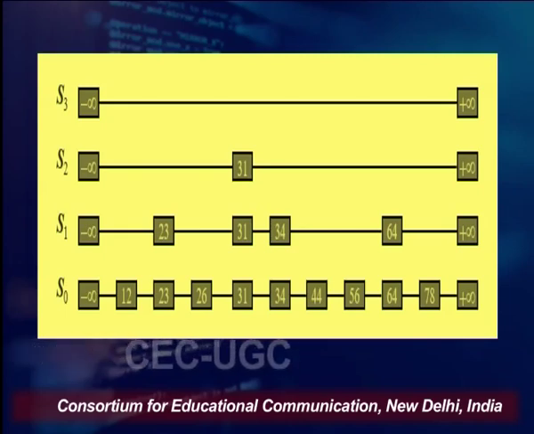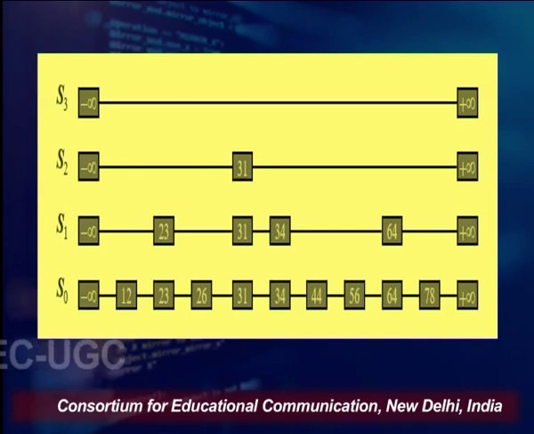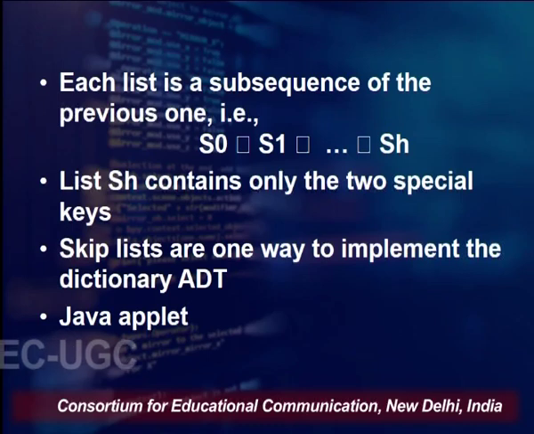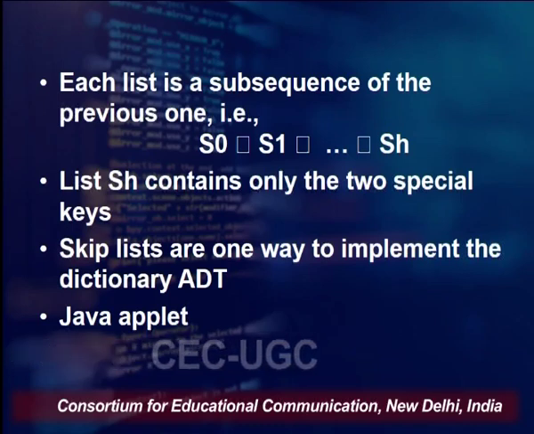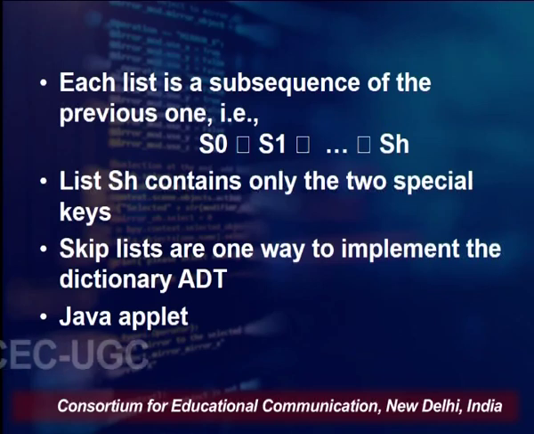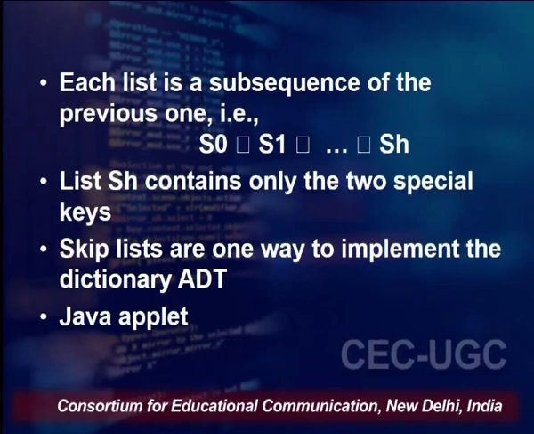I am not saying exactly half, but approximately half. All the levels have minus infinity as the first node and plus infinity as the last node. And each list is a subsequence of the previous one, as I told you. So S0 has more elements than S1, and S1 has more elements than S2. S0 has the largest number of elements, and so on.